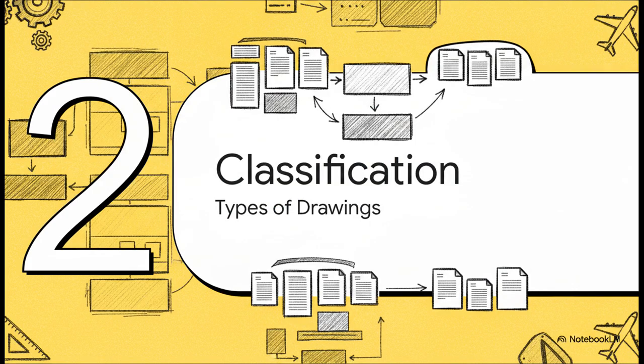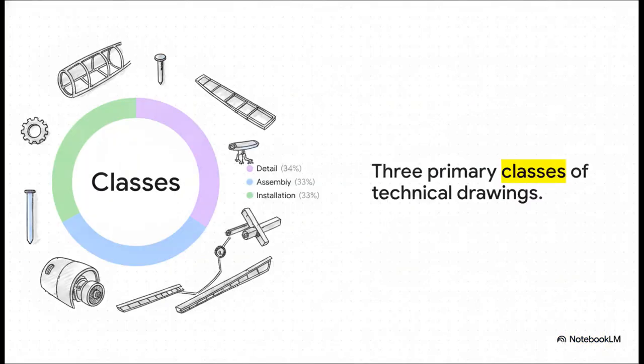Moving right along to Section 2, Classification of Drawings. It's actually pretty wild how the massive, sometimes overwhelming universe of aircraft documentation can be neatly divided into just 3 main buckets. Every schematic you're going to pull up on your tablet or unroll on a workbench will fall into one of these 3 classes: detailed drawings, assembly drawings, or installation drawings. Just knowing which one you're looking at, that's half the battle right there.